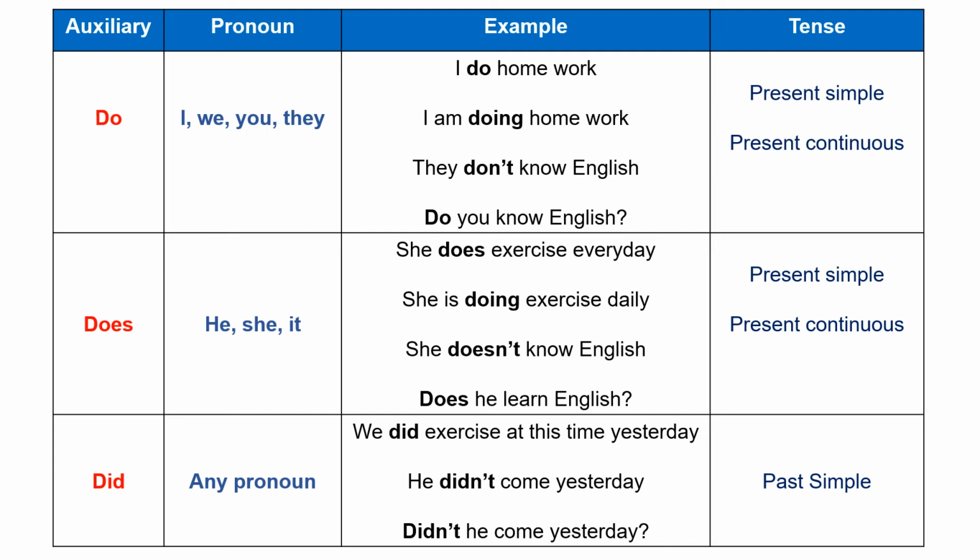Next example: he didn't come yesterday. In this sentence, didn't is an auxiliary verb and come is the main verb. Next example: didn't he come yesterday? This is a past simple yes or no question. In this question, didn't is an auxiliary verb and come is the main verb.